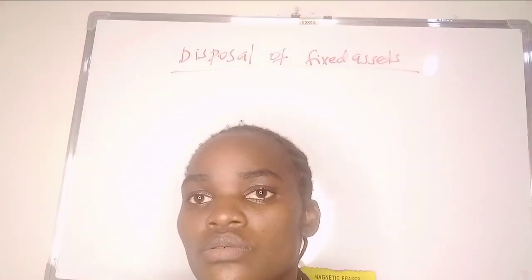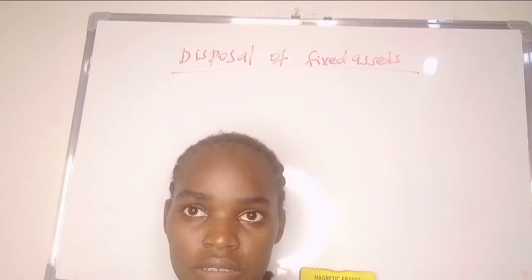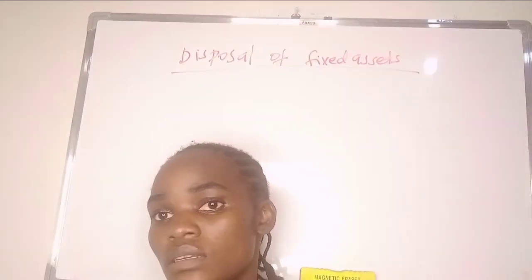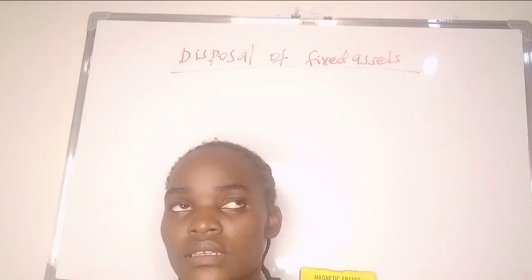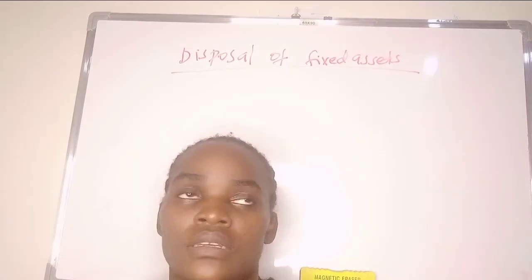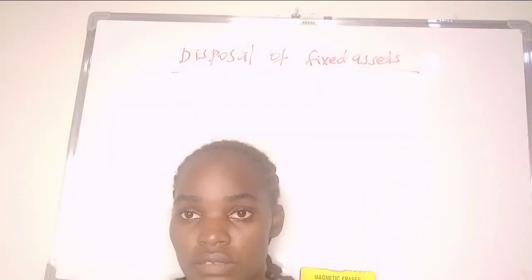In this video, we are going to look at the disposal of fixed assets. Disposing of something is like selling it out. Selling out something, that's what we call disposal of assets. So it's what we are going to look at in this video.